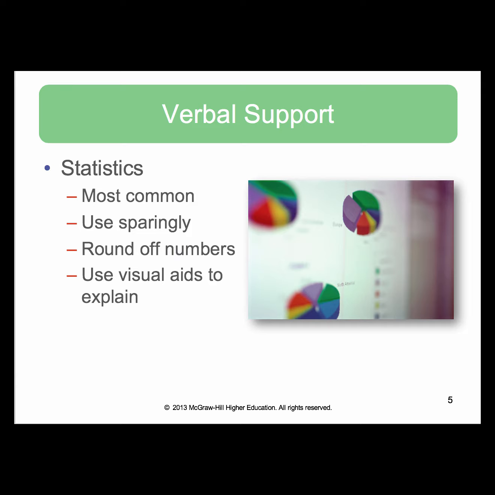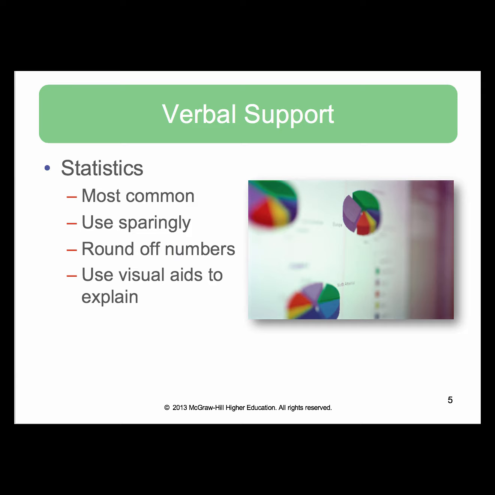We want to use statistics sparingly because we don't want to drown out our audience with just a bunch of numbers coming at them throughout the whole speech or presentation. So they are powerful, they are useful, they are used often, but we also want to use them sparingly to have the most impact. Another tip here is to round off your numbers so people aren't going to remember $353,276.53, right? We would just need to round that off to about $300,000.